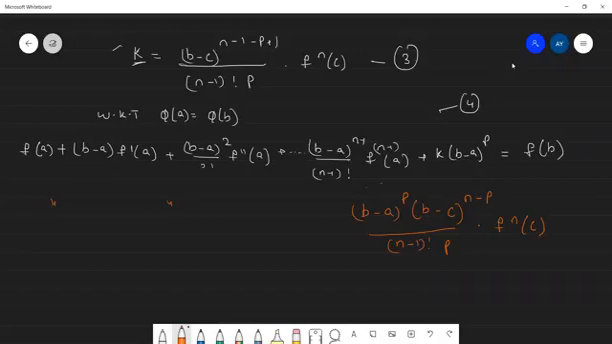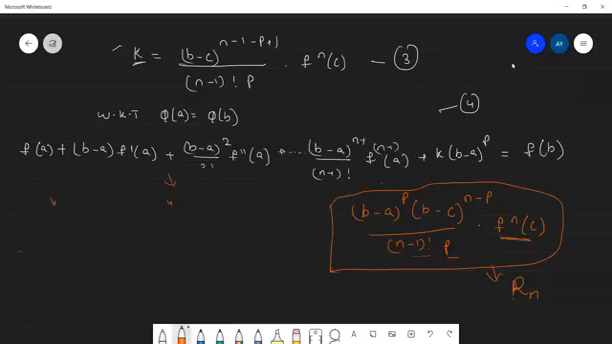Okay, and what have we defined at the end? This is what is Rn, capital Rn. So (b minus a) whole power p, (b minus c) whole power n minus p, by (n minus 1) factorial into p into f power n of c, equals Rn. So the entire term will be the same thing. You write f of a plus (b minus a) into f dash of a plus (b minus a) whole square by 2 factorial into f double dash of a and so on. The entire term is equal to f of b.